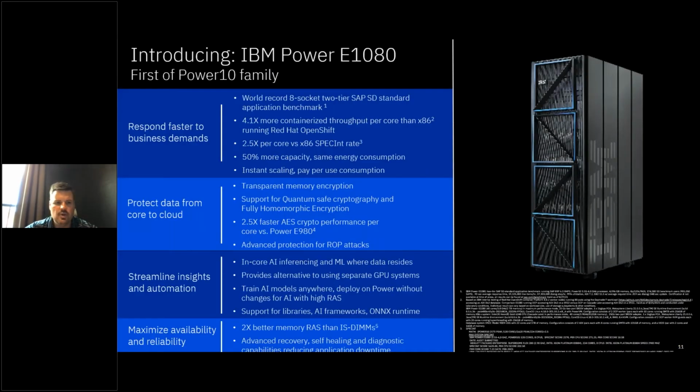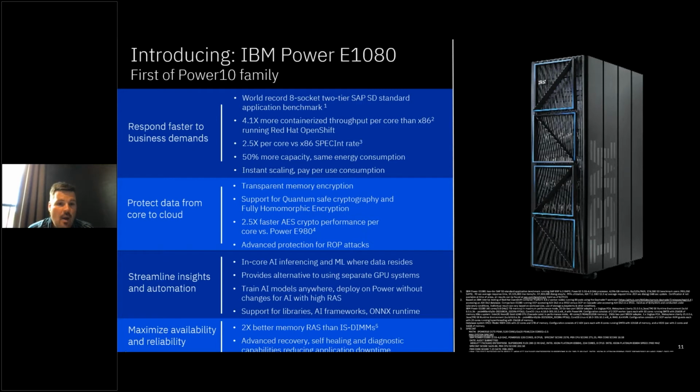I'll go into the next chart here and talk through how these things become real. What you'll see on the left side of this chart is the same four columns: being able to respond faster to those business demands, protecting the data from a security perspective, automating and bringing AI insights into the architecture, and then overall availability and reliability. And so we'll start at the top.